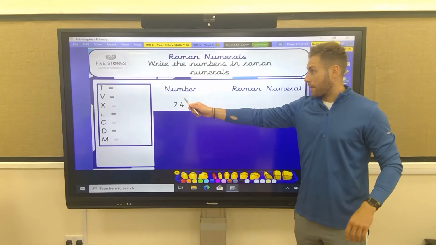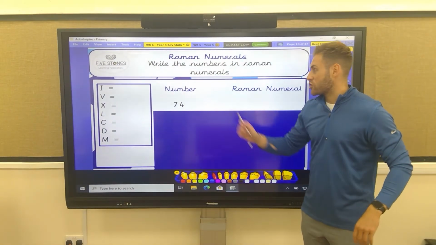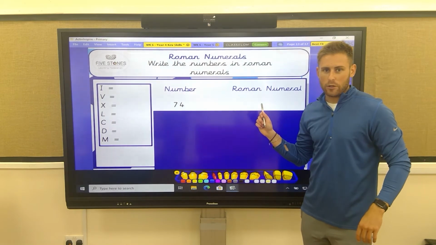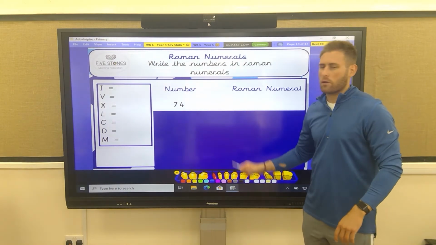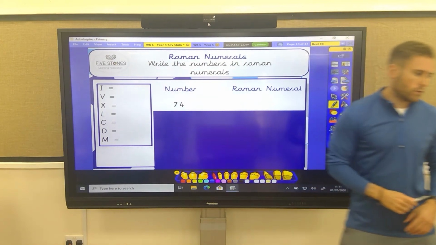Pause the screen, complete the key, and use that key to help you with this example. So do the key first, and then we can refer to it throughout. Off you go.